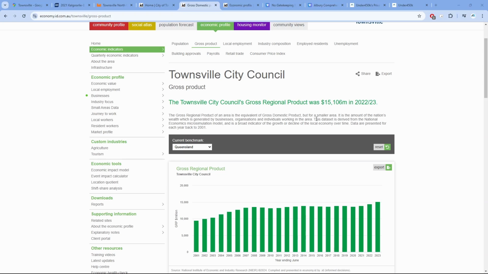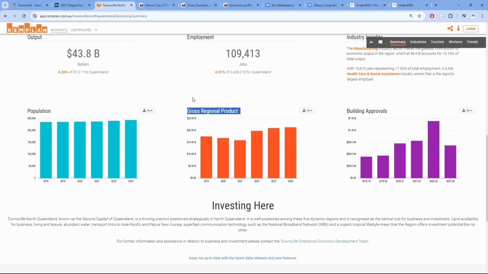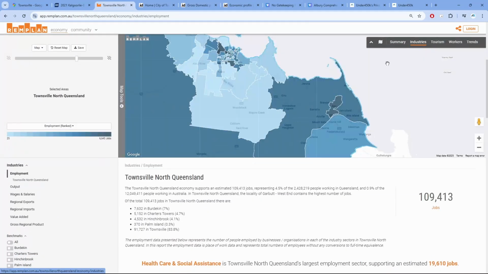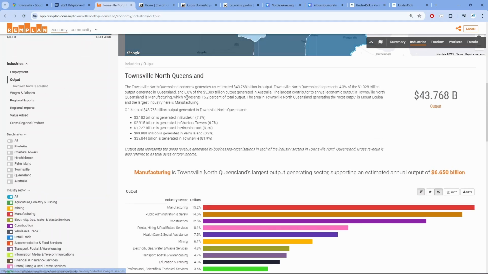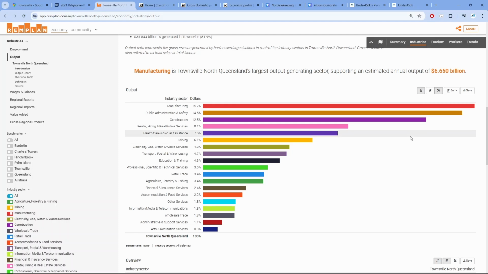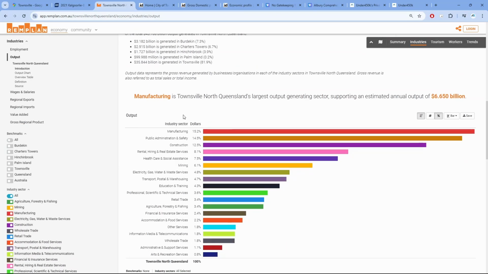Now, there is also a second point I want to make about economic output. As a local region, we have looked at the GRP, the gross regional product, and we can see what are the good trends and what are the bad trends. However, I also sometimes like to see, when we go back to industries, the actual economic output of certain locations. And if I click on output over here, I can see what industries actually put out the most output. So within Townsville, we actually saw that the largest employer was the healthcare industry.